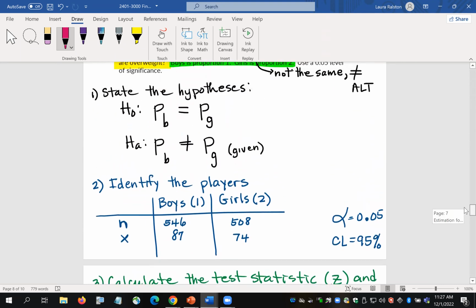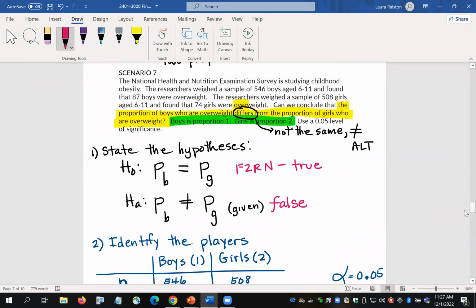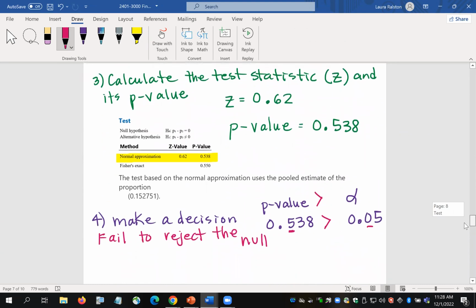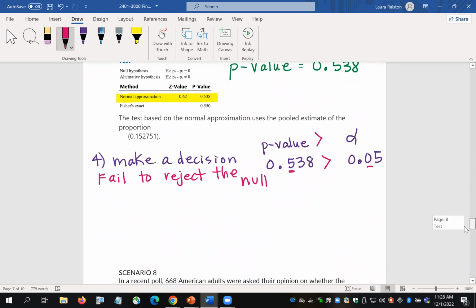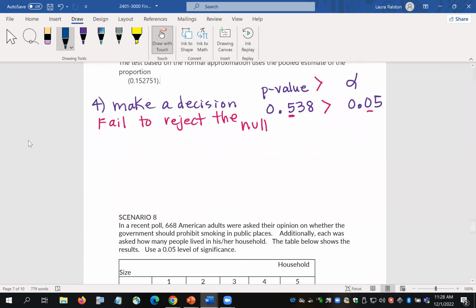Again, thinking about what that means in this context, if we fail to reject the null, that means the null is true and the alternative is false. So based on the evidence that we have, we've shown that the proportion of boys who are overweight does not differ. It's actually the same as the proportion of girls. So step 5 is to write the conclusion.